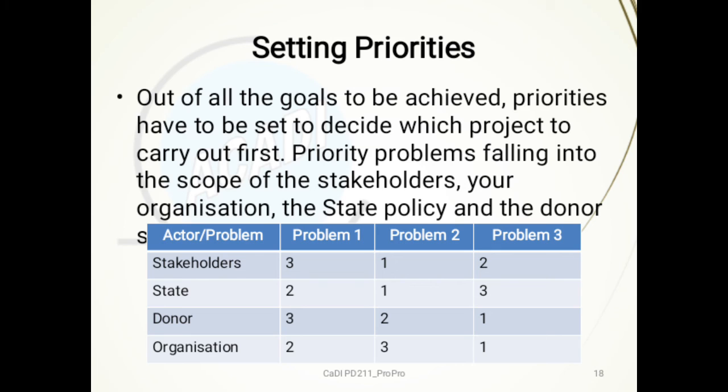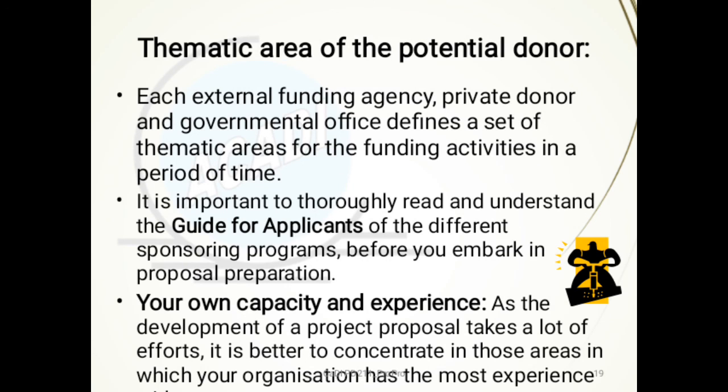We have certain priorities. Out of all the goals to be achieved, priorities have to be set to decide which project to carry out first. Priority problems falling into the scope of the stakeholders, your organization, the state policies, and the donor. And all of that is arranged under actor problem, we have problem 1, problem 2, and problem 3, well classified.